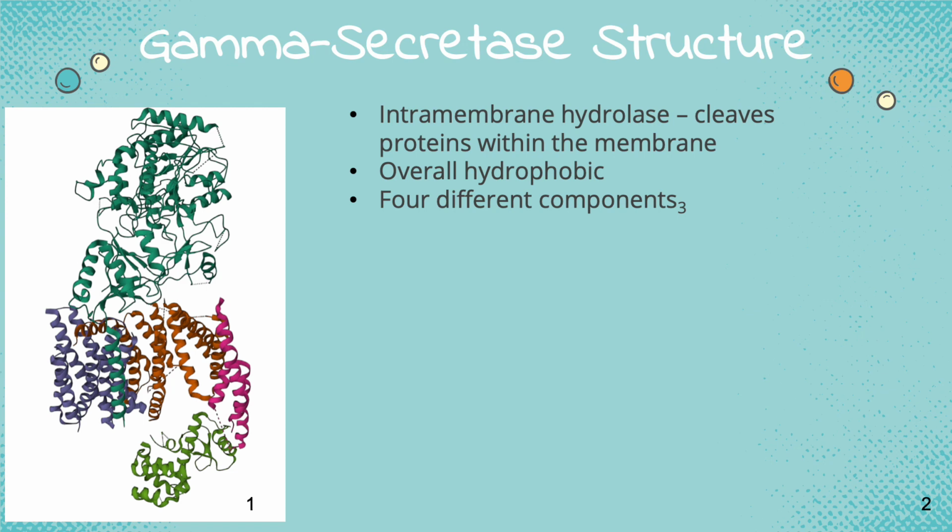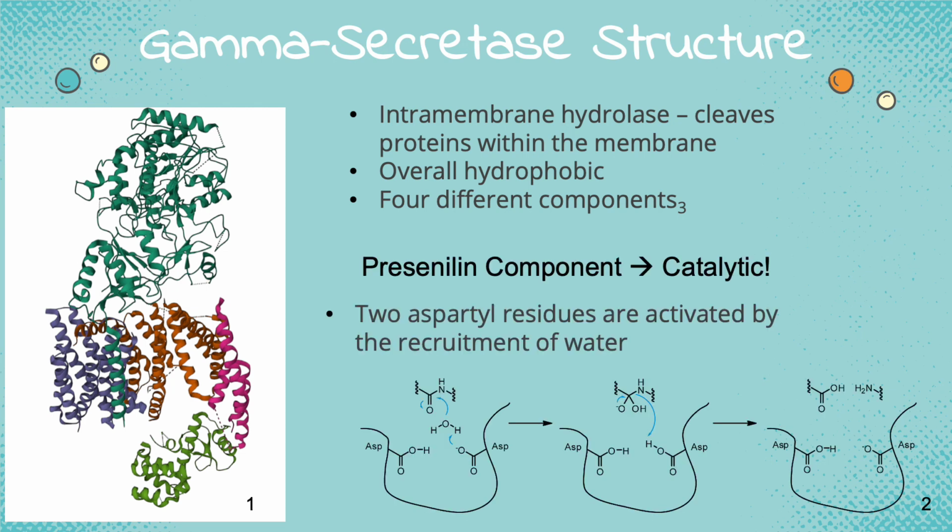So here is the actual structure of gamma-secretase seen on the left. It's an intramembrane hydrolase. It's overall hydrophobic, and it has 4 different components. But the most important one that I'll be talking about today is the presenilin component, as this is the catalytic component that holds 2 aspartyl residues that are activated by water. And that's seen here in this very simple illustration of the activation.